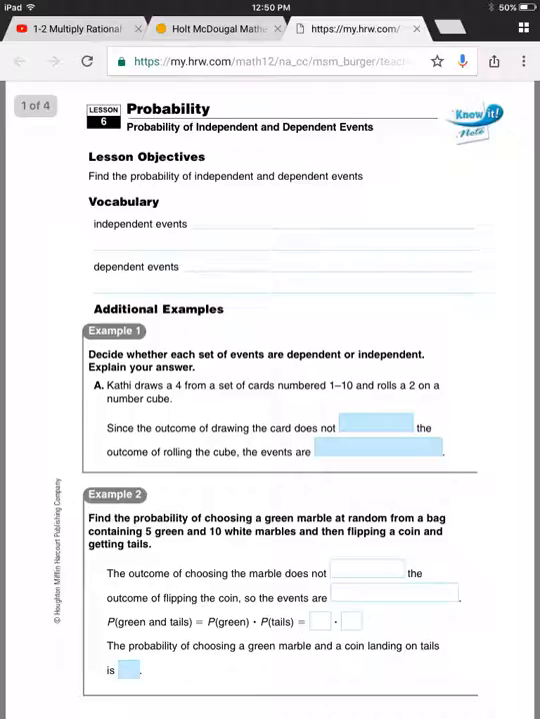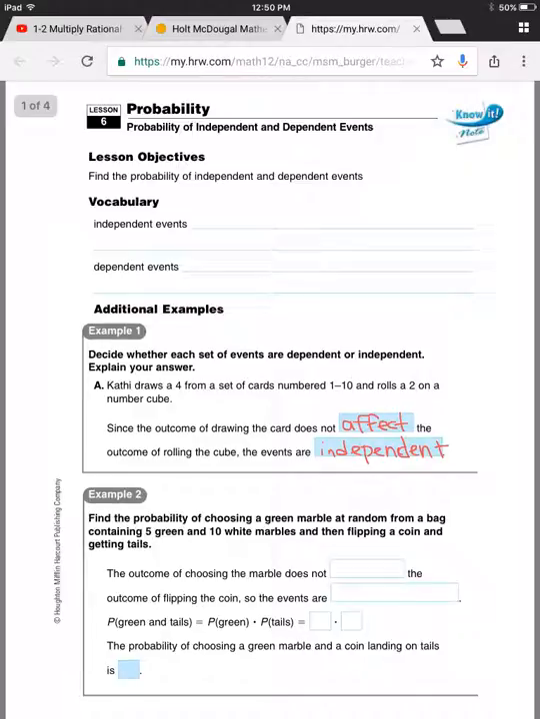Explain your answer. Kathy draws a 4 from a set of cards numbered 1 through 10 and rolls a 2 on the number cube. Since the outcome of drawing a card does not affect the outcome of the rolling of the cube, the events are independent. Okay? Because it doesn't matter what card she drew, she's rolling a dice. No big deal.